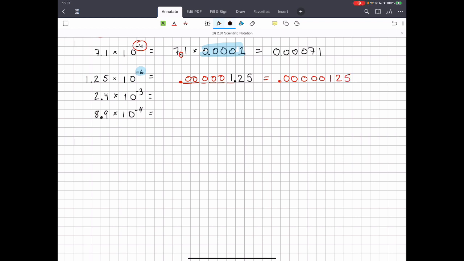We can go ahead and do the same thing for the remaining problems. Here was our coefficient of 2.4. Now we have an exponent of negative 3. So we're going to move that decimal point 3 places to the left. So we move it once to get past the 2, and then 2 more times, write in our decimal point, and there's our result.